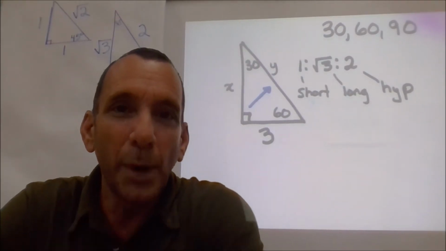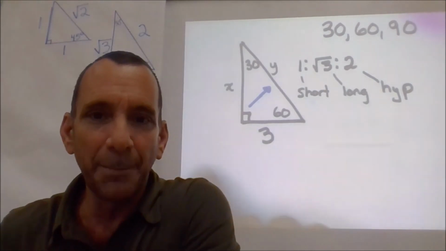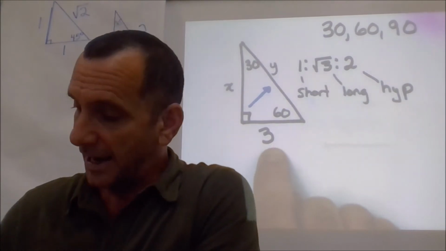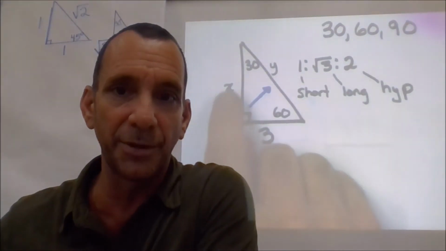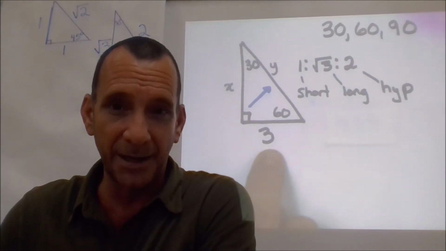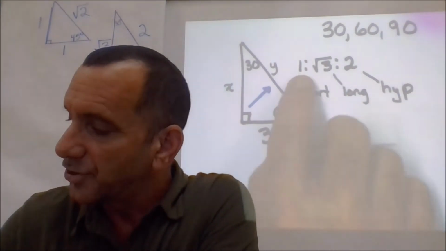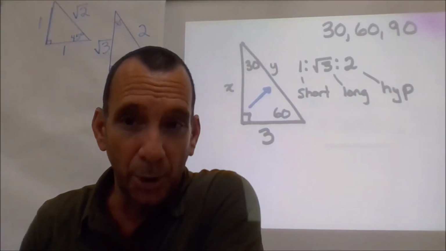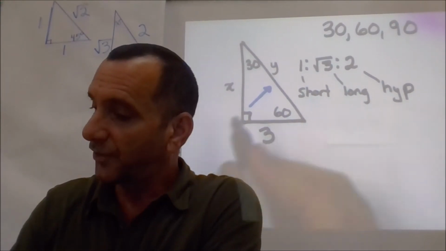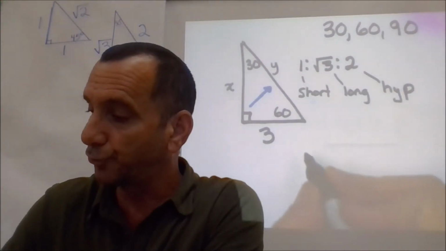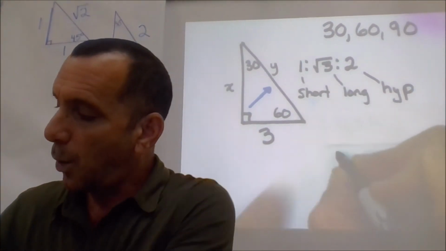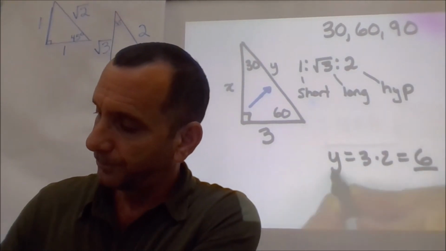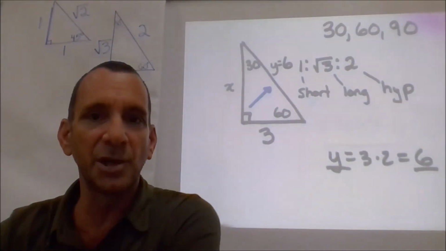Now let's take a look at this quick, easy example. I've been given one side. In fact, I was given the short side, which is across from the smallest angle, the 30-degree angle, the short leg. And I know that the short leg has a relationship with the hypotenuse. In fact, the hypotenuse is double the length of the short leg. So I can get the hypotenuse pretty quickly, and that would be y equals 3 times 2, which is 6. Okay, so I'll just put that right over there, y equals 6.